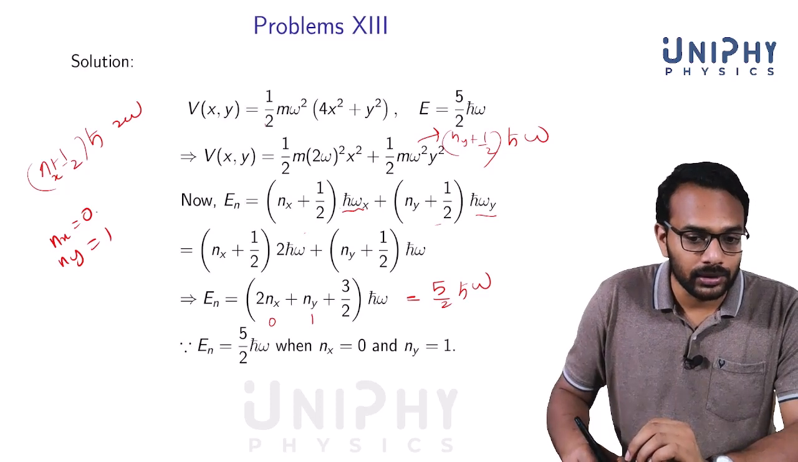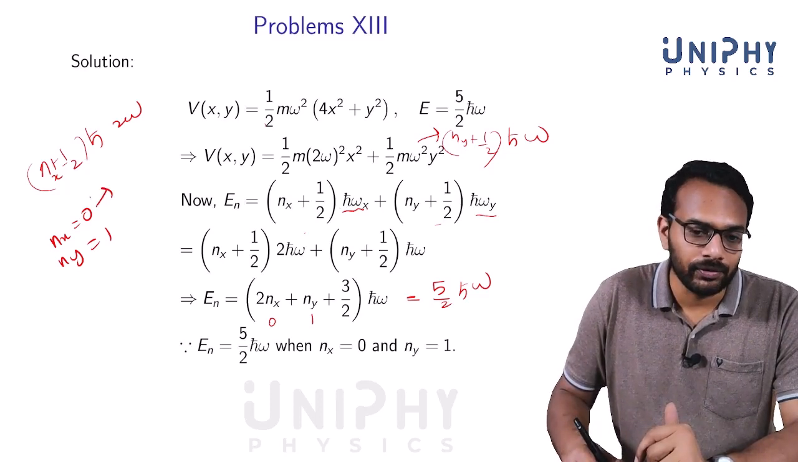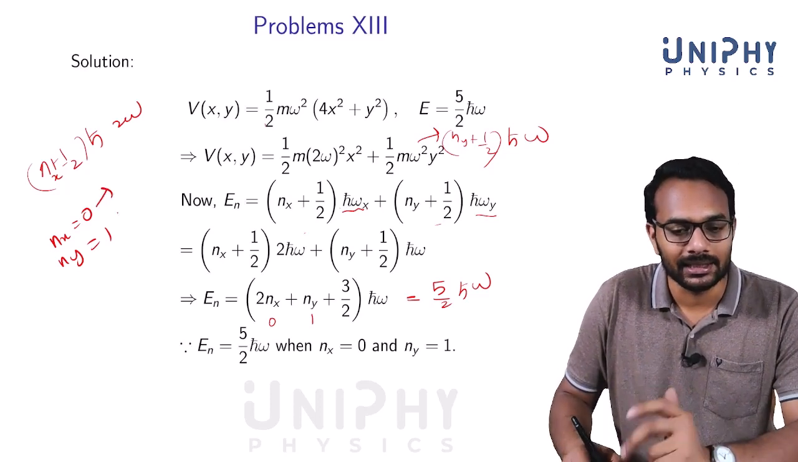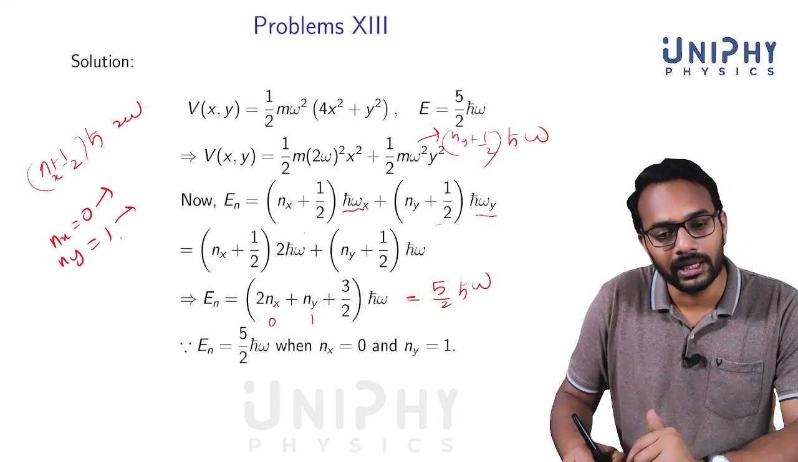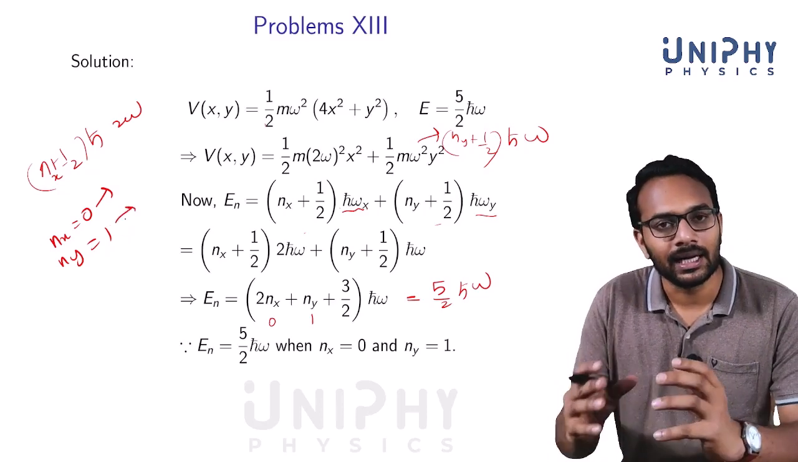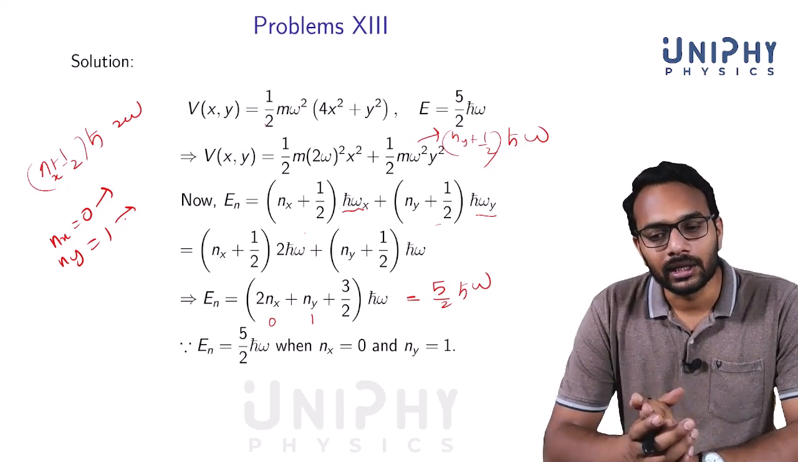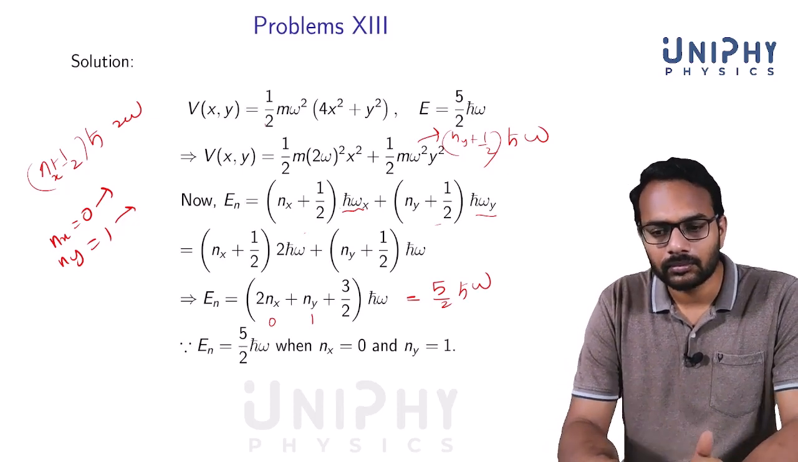So what you need to do now is write down the wave function for nx equal to 0 in the x direction, write down the wave function for ny equal to 1 in the y direction, and the product of that would be your required answer. So let's look into that.